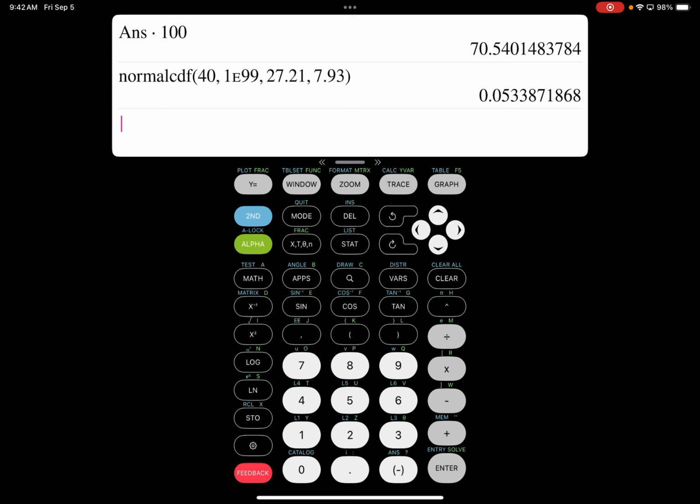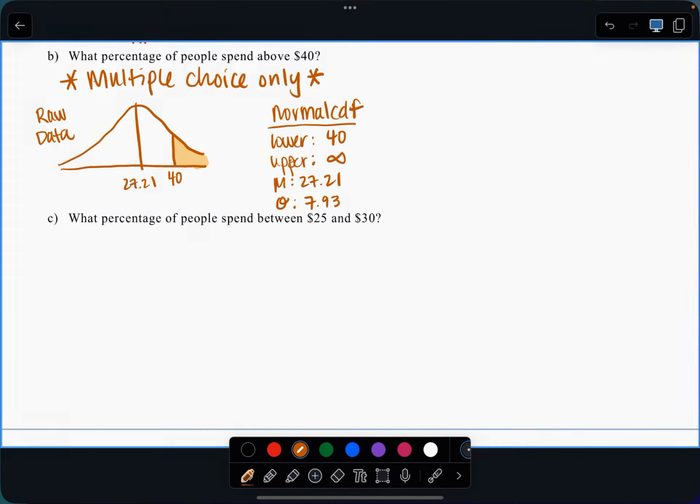And if I had gone in and found this using z-scores, I would get a probability of 5.34. Now, sometimes when we do the z-score calculation, it is a little off because we've rounded in certain steps, but it's never drastically different. It's usually within like 0.01 of the actual exact answer. This method produces an exact answer. So in our case, we're going to say 5.34%. So in total, 5.34% of people spend above $40.